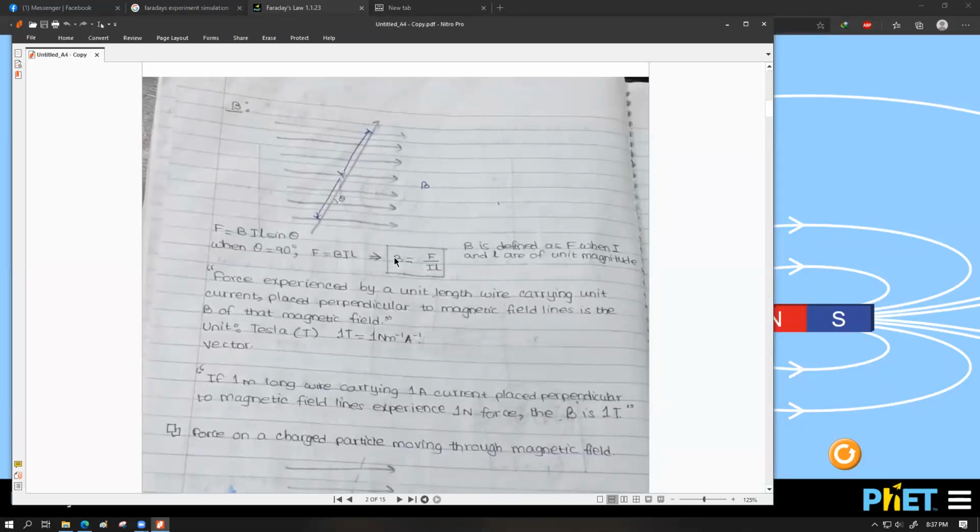From this equation, if we make B, the magnetic field strength, the subject, we get B equals F divided by IL. This is the equation from which we define the magnetic field strength. B is defined as the force when I and L are of unit magnitude, which means if I equals 1 ampere, L equals 1 meter, and theta equals 90 degrees, then we can say B equals F.